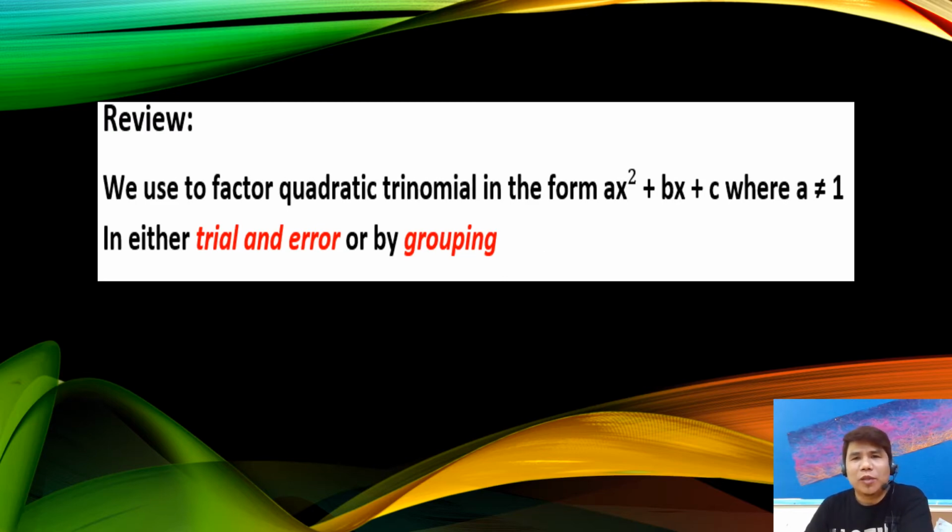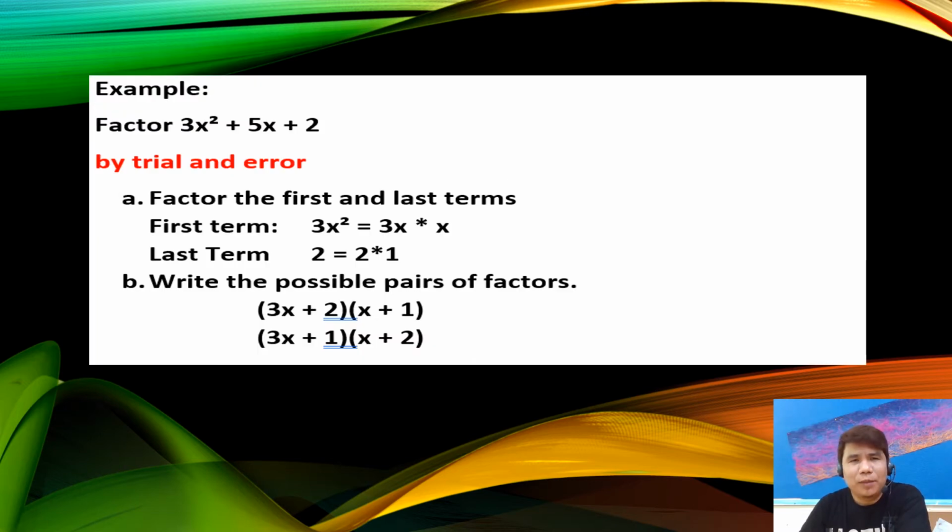Now, let us review. We used to factor quadratic trinomial in the form ax squared plus bx plus c, where a is not equal to 1, meaning a could be a 2, 3, or so on and so on. And it could be negative, right? What we usually do in our classroom is doing the trial and error or factor it by grouping. And it's introduced to us by our teachers, of course, our math teachers. And we're able to factor. Example, we are to factor 3x squared plus 5x plus 2. And then we're going to use trial and error. And then you're told by your teacher, okay, you follow the steps in doing it by trial and error.